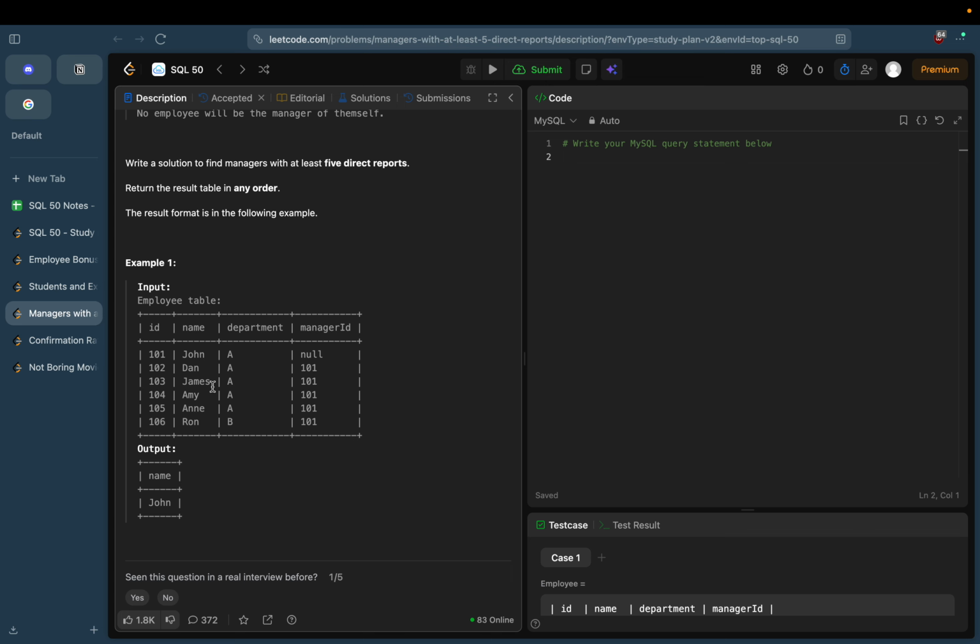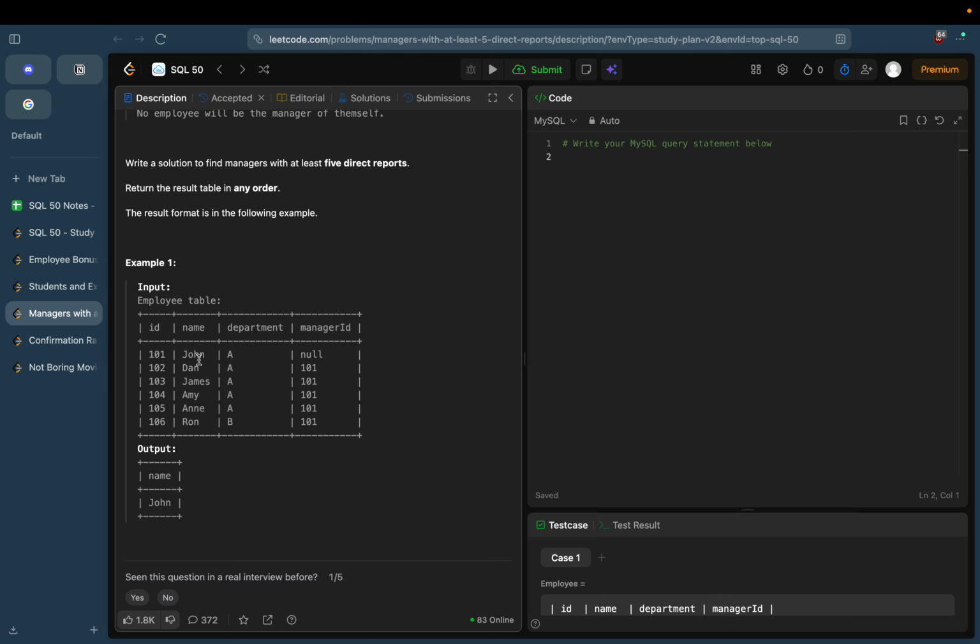Alright, then we come to James. James again 103, but his manager is John. Same for Amy, same for Anne, same for Ron. So these 1, 2, 3, 4, 5 people have their manager as John, hence John was given as an output. Interesting. And if it would have gone to 6, then as well we should get John as an answer.